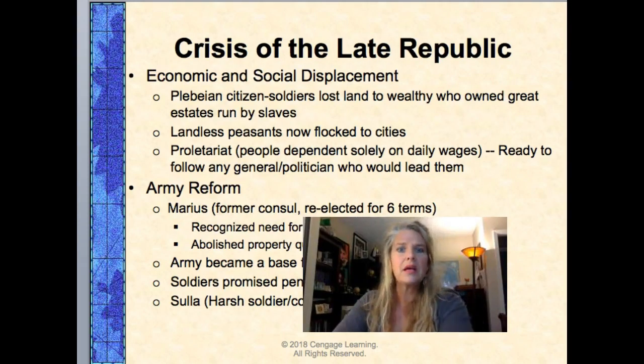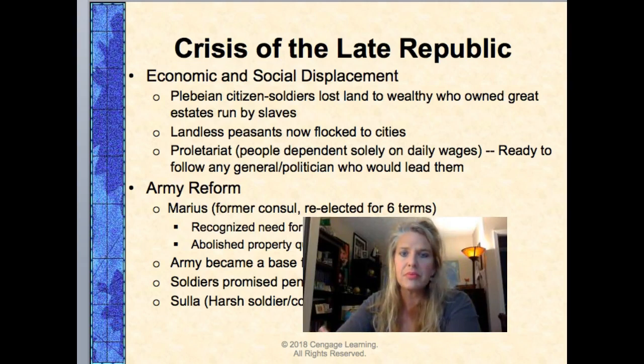Crisis in the late Republic, economic and social displacement. The plebeian citizen soldiers lost land to the wealthy who owned great estates run by slaves. The landless peasants now flocked to the cities. Proletariat is one of our history analysis words. People dependent solely on daily wages, ready to follow any general or politician that would lead them.